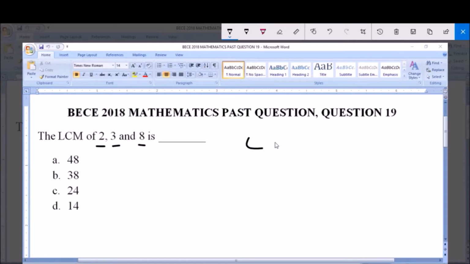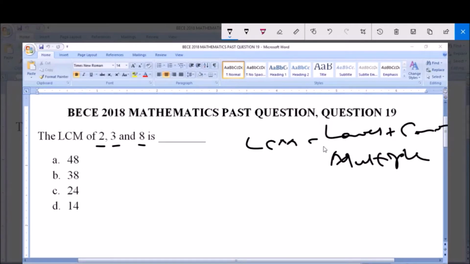Now LCM simply means what? Lowest common multiple. That's the full meaning of LCM.